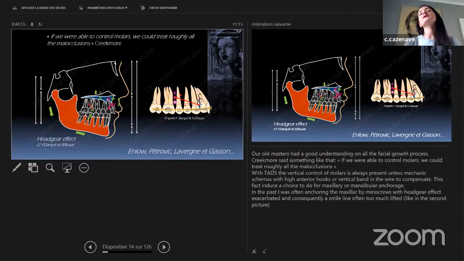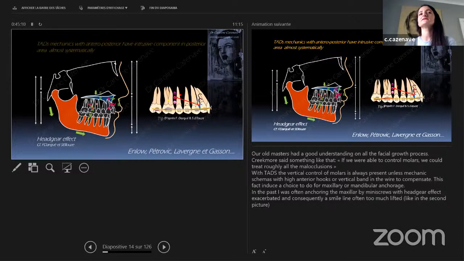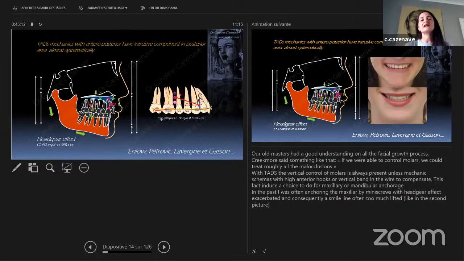Our own masters had a good understanding of all the facial growth process. Crickmore said something like that: if we were able to control molars, we could treat roughly all the malocclusions. With that, the vertical control of molars is always present unless mechanic schemas with high anterior hooks or vertical bands in the wire to compensate. This fact induces a choice to do for maxillary or mandibular anchorage.